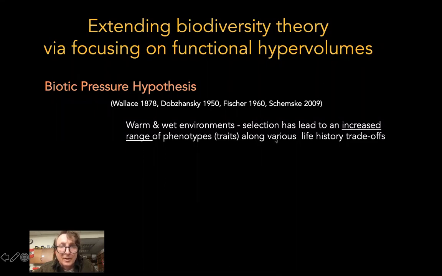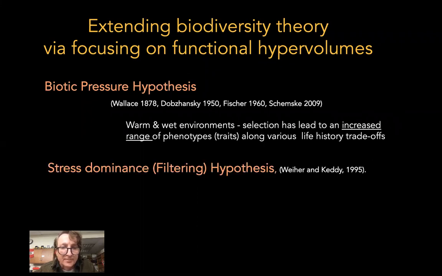This could reflect differences in the amount of competitors, enemies, and diseases. So in really warm, productive environments that would favor high rates of competition, the evolution of more disease vectors and more pathogens would lead to a diversification of species, which could then lead to a wide range of functional traits, or a bigger hypervolume.